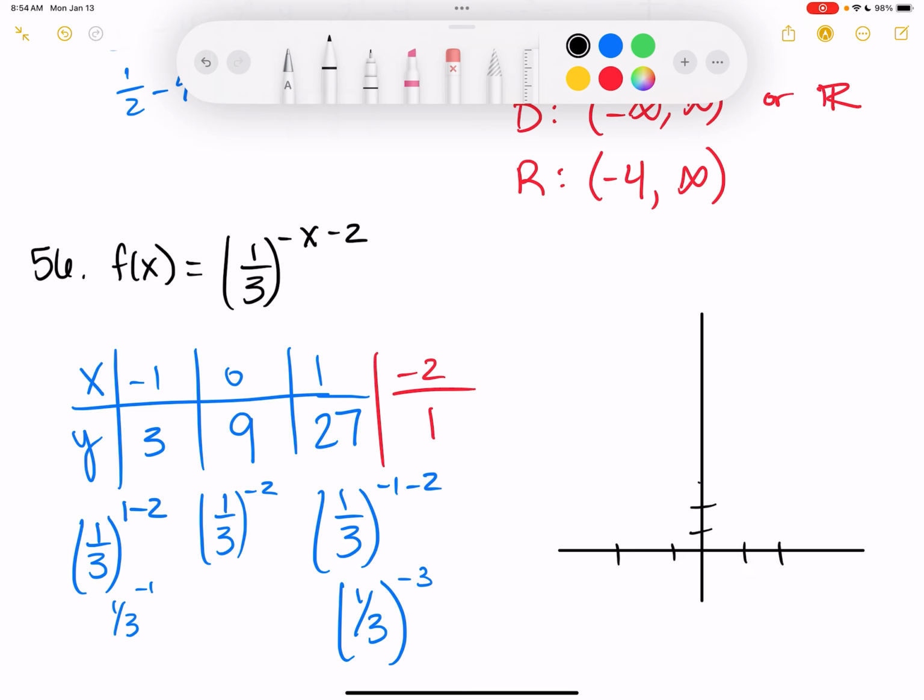Which is probably what I'm going to do. So this graph's been shifted over. At -2, it's at 1. At -1, it's at 3. And then at 0, it's up at 9. And so this graph just gets big a lot faster, basically.